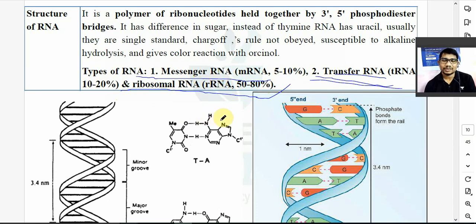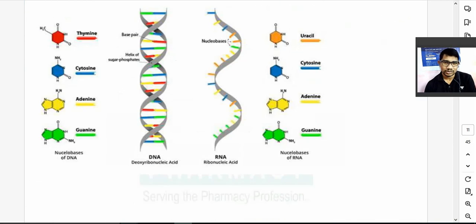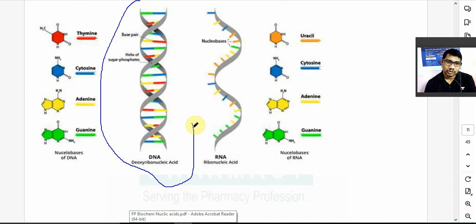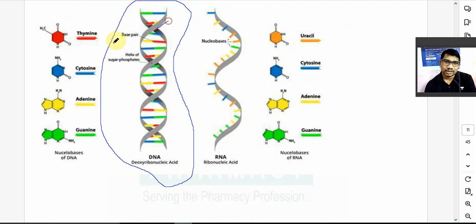We have seen already the structure of DNA. Again you will see the structure of DNA. DNA is double stranded. So there are two polydeoxyribonucleotide chains, chain A and chain B. Now these chains are twisted with each other, and that's why it looks like a twisted ladder.